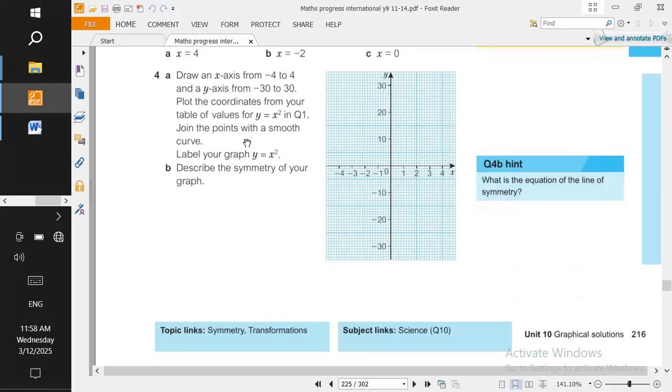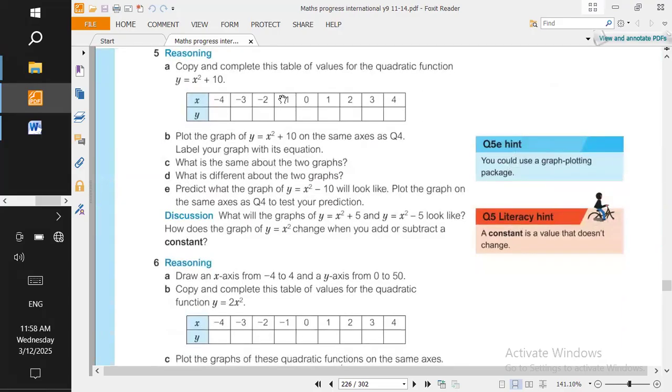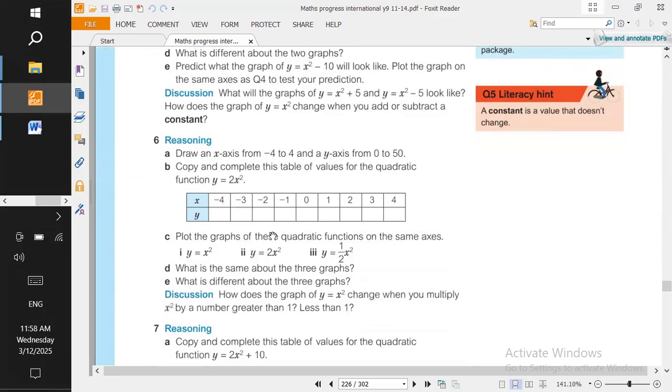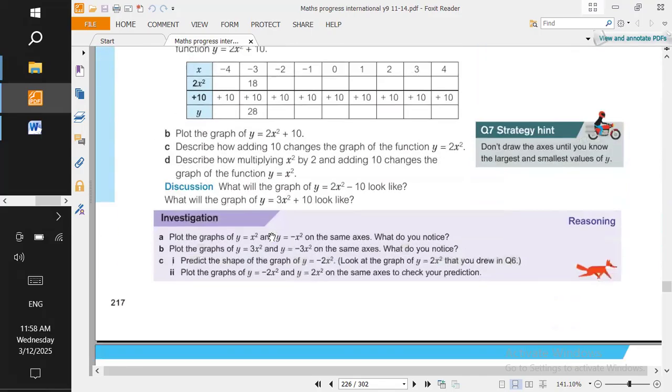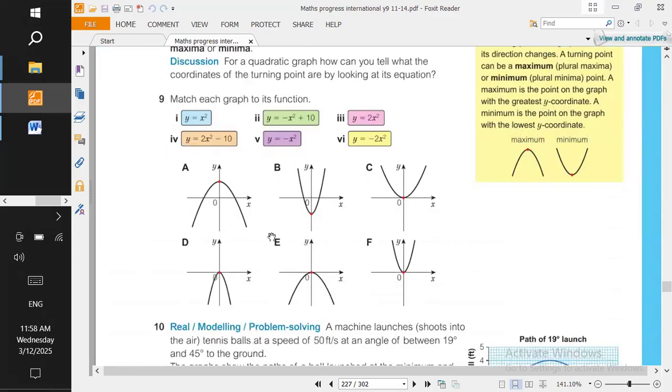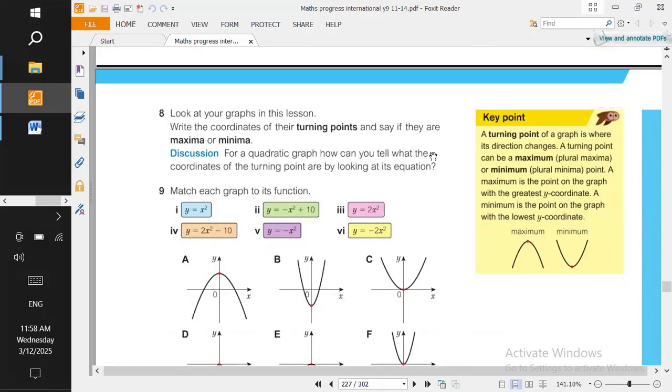Now, here, let's do the other questions that have more ideas. So same idea here about sketching, quadratic function sketching, same idea. And then here, yes, it's the same idea. So sketching a quadratic function has the same idea. So let's move on. Here we have turning points.